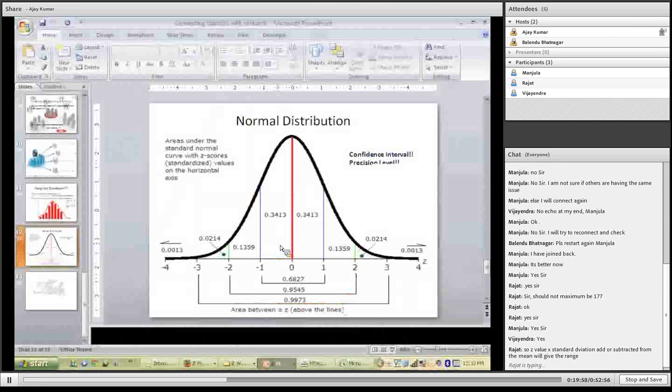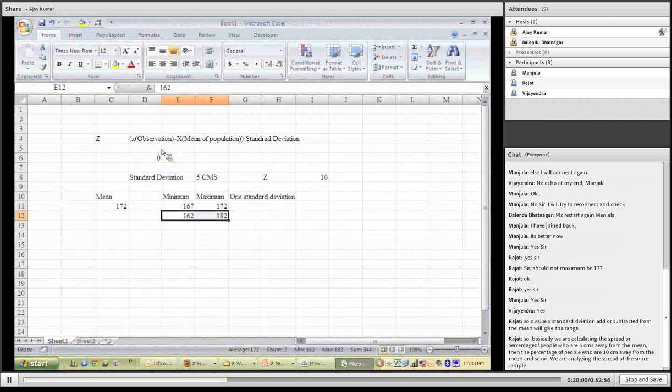Look at the formula now. Z would become the observation minus the mean of the population, which is my real mean, divided by the standard deviation. Now let me write this formula: Z is equal to this.